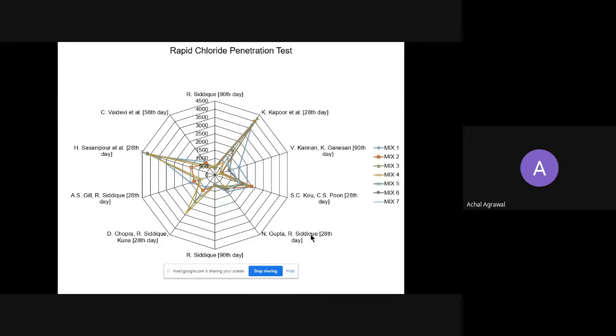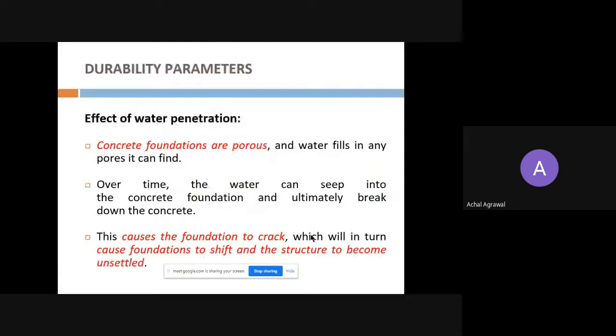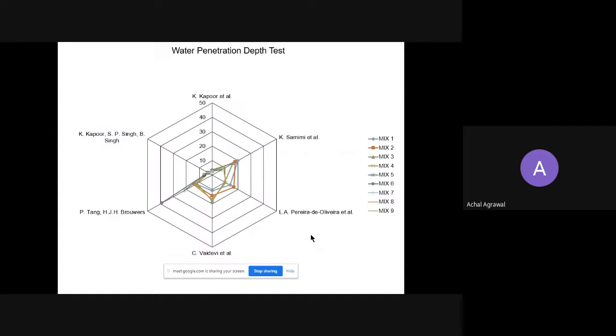Okay, so moving forward, we have the effect of water penetration. Okay, so concrete foundations are porous. We can say concrete can be porous. So if water penetrates, water can seep into the concrete, it will ultimately break down the concrete. So it is one of the measurements which gives us durability properties of concrete. So again, this is the presentation.